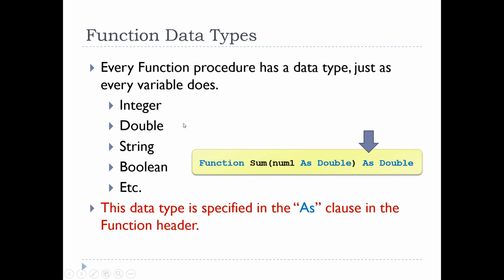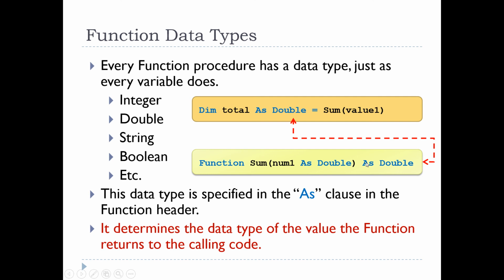And then these are some of the data types we talked about. The data type is specified here at the end of the function name as double, or as integer, or as string, and so on. So this is how you do a function call, really.